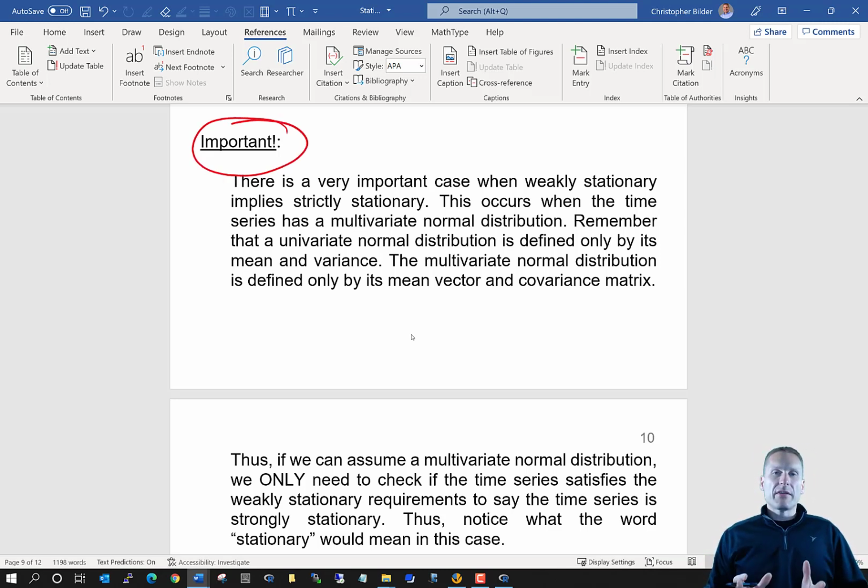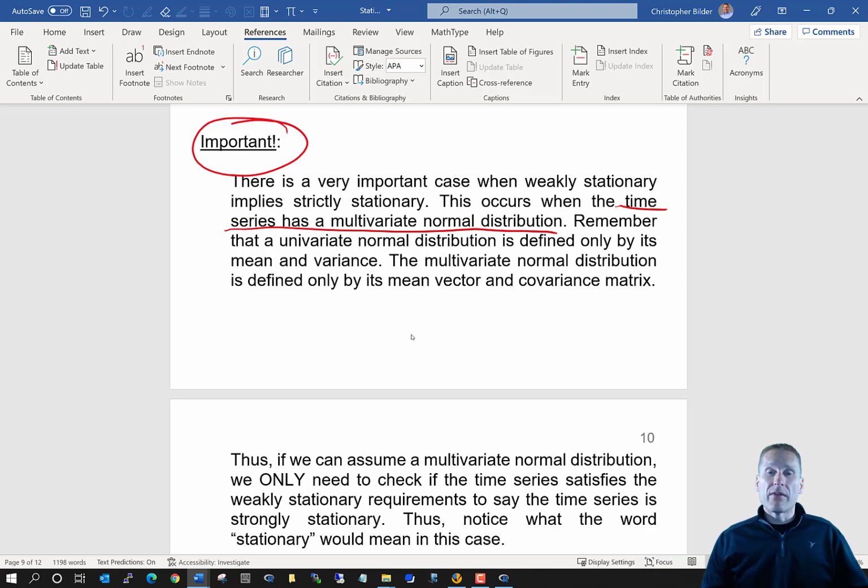So we talked about weakly stationary and strictly stationary time series. Now, weakly stationary does imply strictly stationary in a special case, and that is when our time series has a multivariate normal distribution. The reason is that to fully define a multivariate normal distribution, we only need to worry about the means and the covariances. Once you have that, you have the entire distribution. You understand the entire probabilistic behavior of whatever random variables you're talking about.